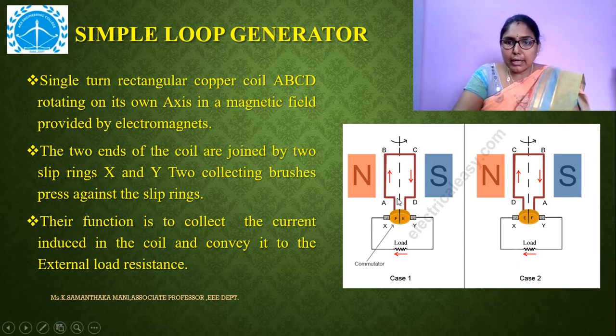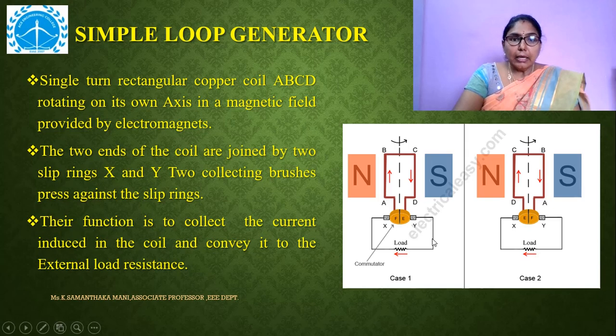Now, how are these connected to the slip rings? These two, E and F, are called slip rings, and in practice we call this a commutator. A is connected to F and D is connected to E. If you observe, there is a brush arrangement connected to this through the load. A resistance is here. This is the construction of a simple loop generator.